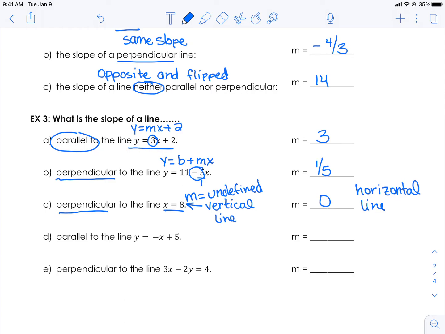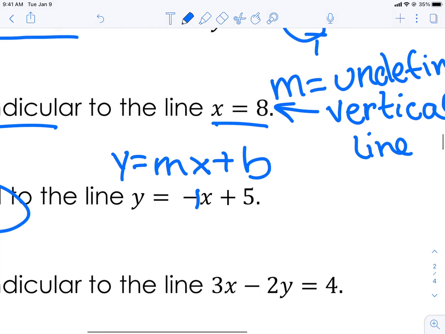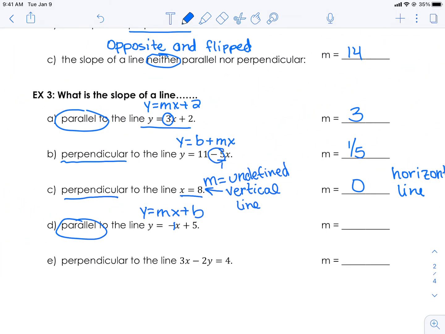Okay, next one. Parallel to the line y equals -x plus 5. Again, this is in the form of y equals mx plus b. I want the number in front of x. Well, if I look at it, it doesn't look like there's a number in front of x, but it is a -1, which makes, if we want it parallel, it has to be the same, so it also has to be -1. Okay, the number in front of x was -1, same slope when it's parallel.